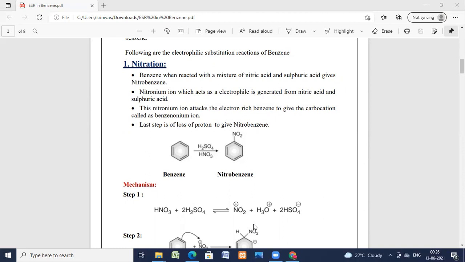So I have discussed nitration, nitrobenzene formation, and the halogenation reaction. In this halogenation, we have seen chlorination and bromination, why fluorination and iodination are not directly possible, and how side chain halogenation and ring halogenation take place also. I've discussed that an ionic mechanism is there for nuclear halogenation, and free radical substitution is there for side chain substitution.